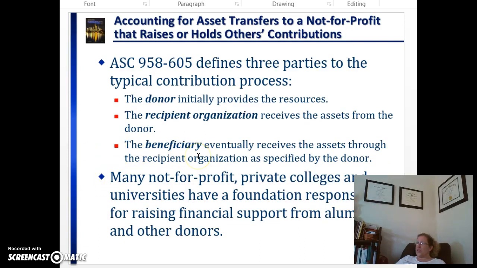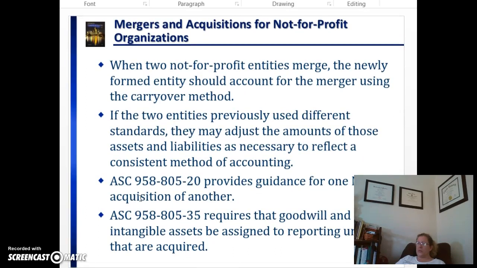ASC 958-605 defines three parties to the typical contribution process. You have the donor, who initially provides the resources, and the recipient organization, who receives the assets from the donor. The beneficiary eventually receives these assets through the recipient organization as specified by the donor. Many not-for-profit private colleges and universities have a foundation that's responsible for raising financial support from alumni and other donors.